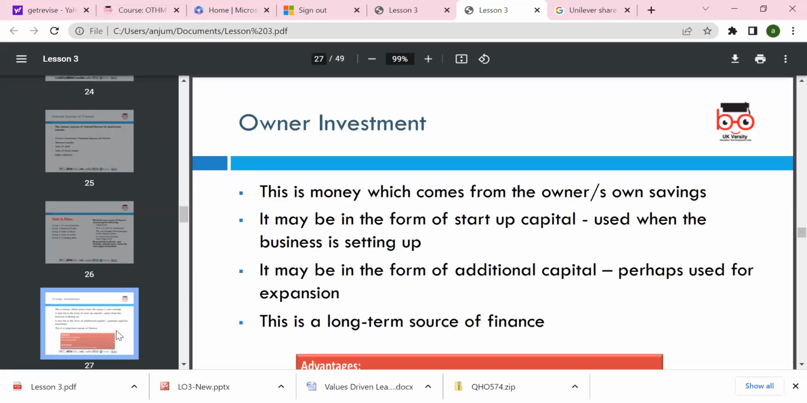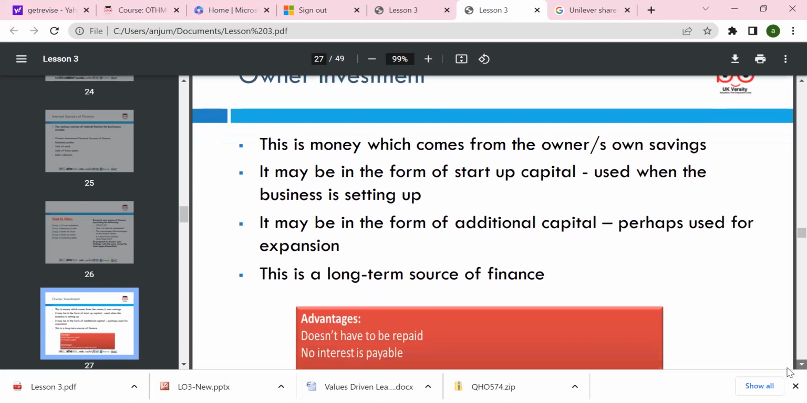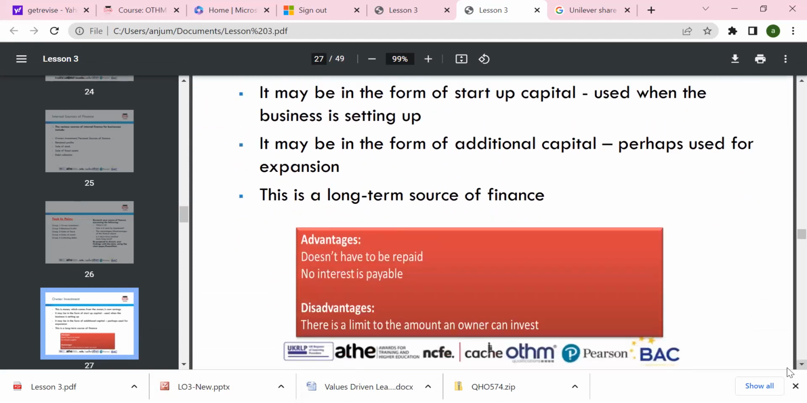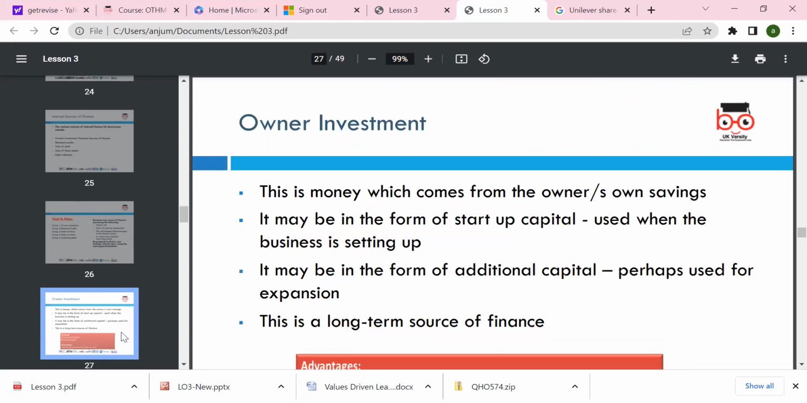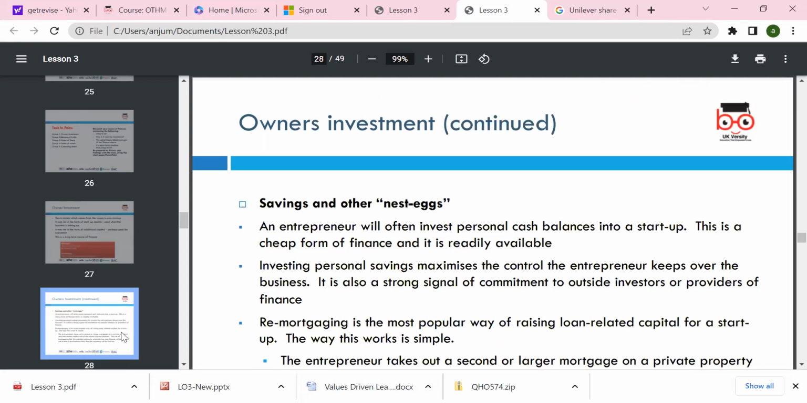Owner investment means you invest your own money into the capital, like a sole trader or a partnership, so all the risk and reward goes to you. If the business earns more profit, it's yours. If the business makes a loss, it's yours. The advantage is that you don't have to repay it and no interest is payable. The disadvantage is that there is a limit to the amount an owner can invest.